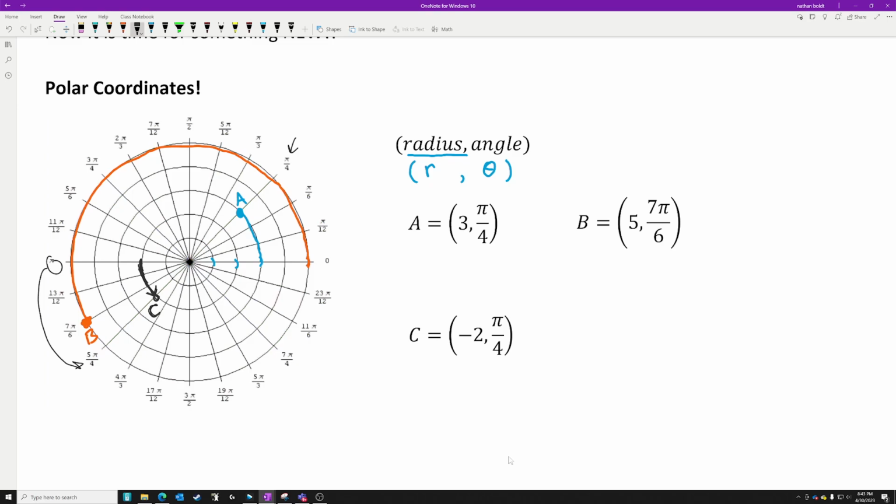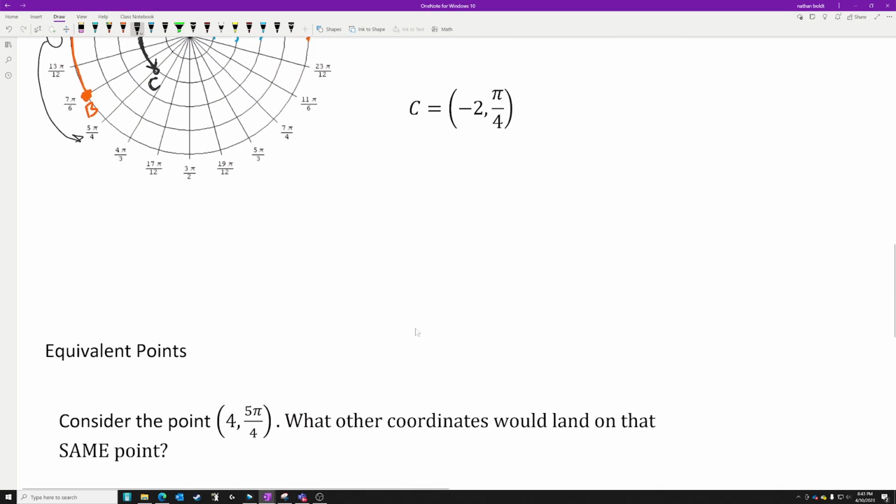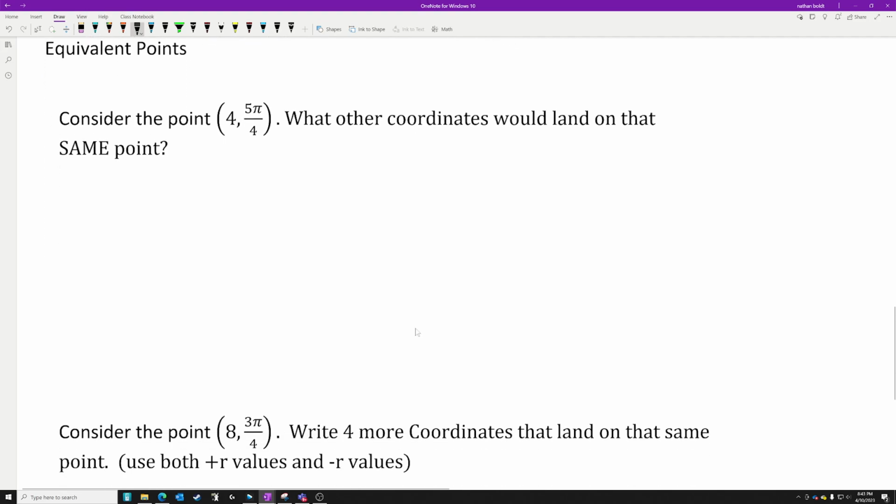I've got a OneNote worksheet for you to do where you get the circles and everything to help you graph. But with that, one special thing is that more than one set of coordinates can describe the same point. You can have equivalent points, but using different coordinates, you'll land in the same place. So let's consider this point, 4, 5 pi over 4. All right, so where is that?